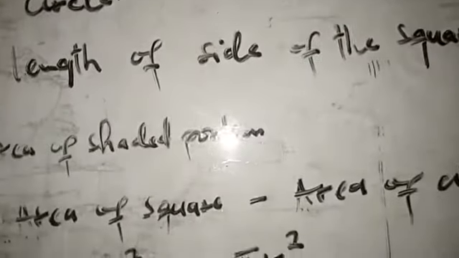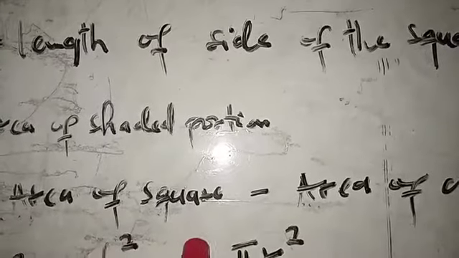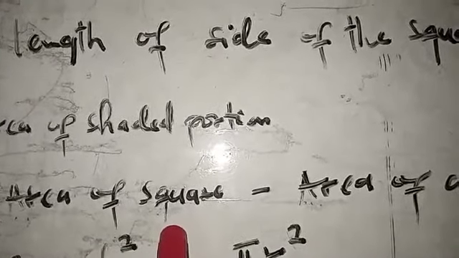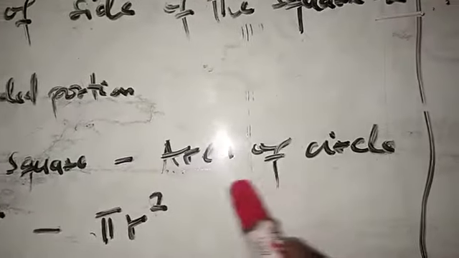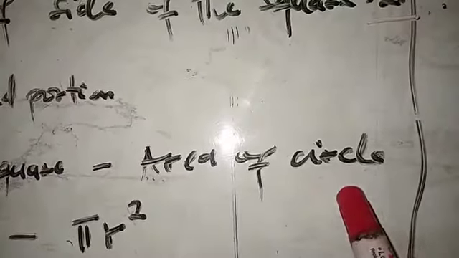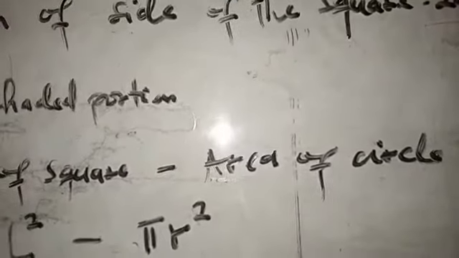So the area of the shaded portion is equal to the area of the bigger square. The square can be the room, right? So the area of the room minus the area of the square, that's the area of the wardrobe that you place inside the room. Is that okay?